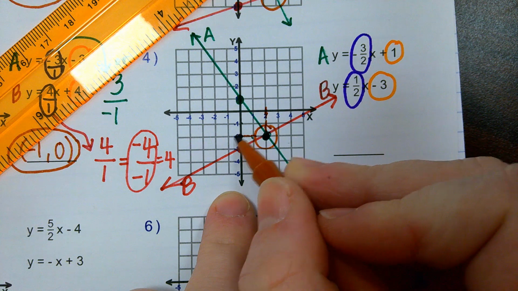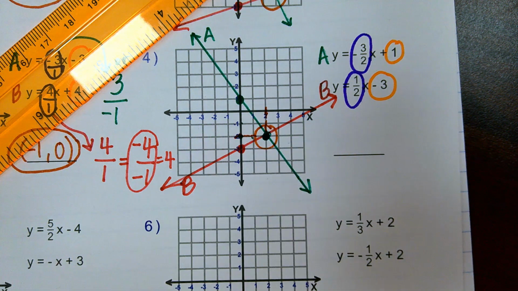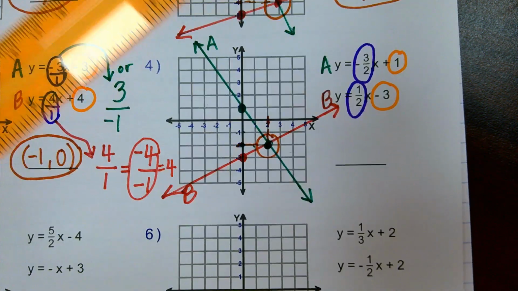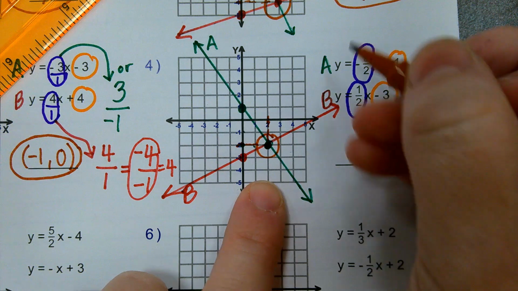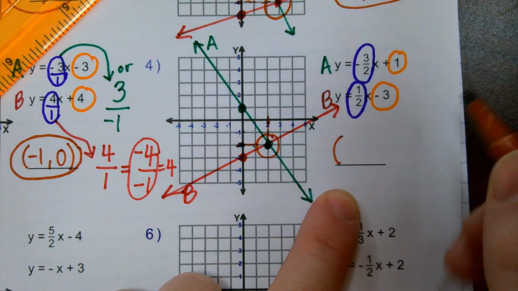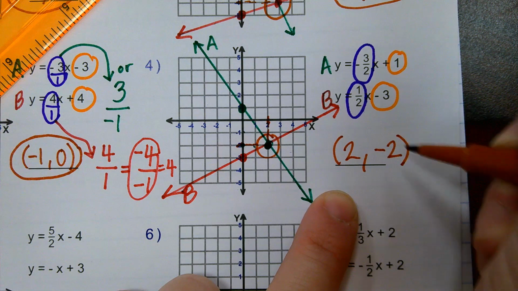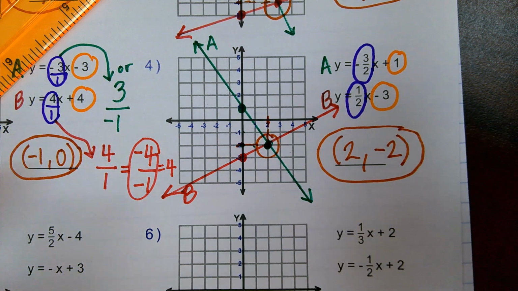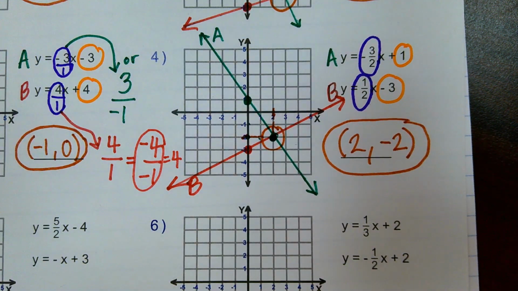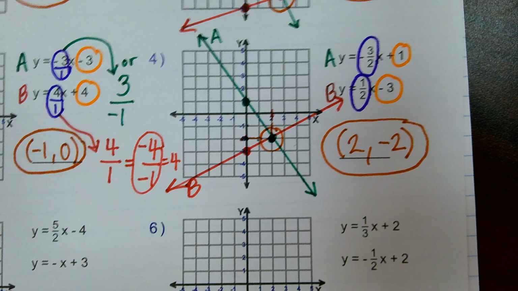Oh, I'm on the wrong one. Negative 2. We're still on number 4. I'm on 5. So, I'm sorry, what's our coordinate? 2, -2. 2, negative 2. Good. I was scared for a second. Okay.